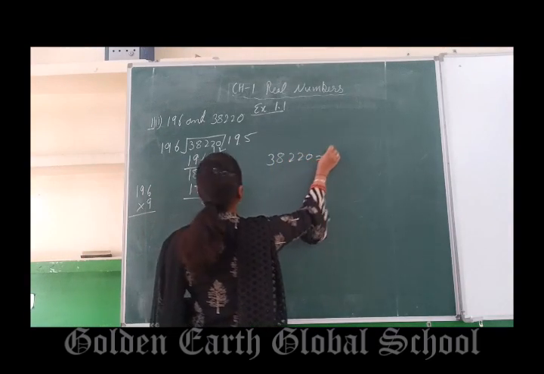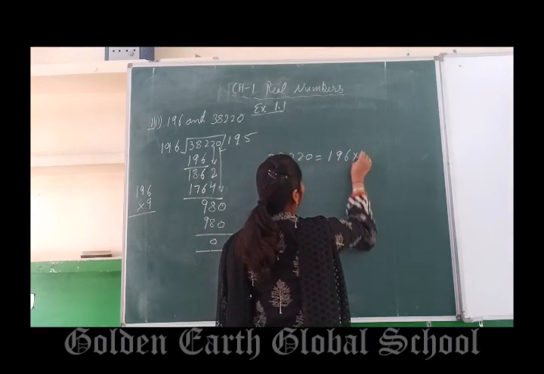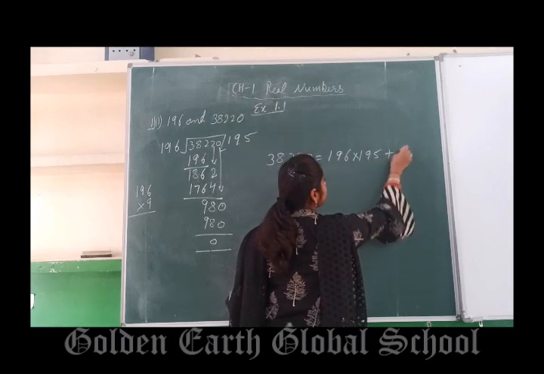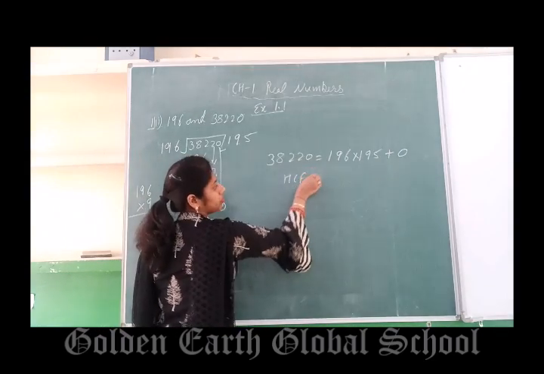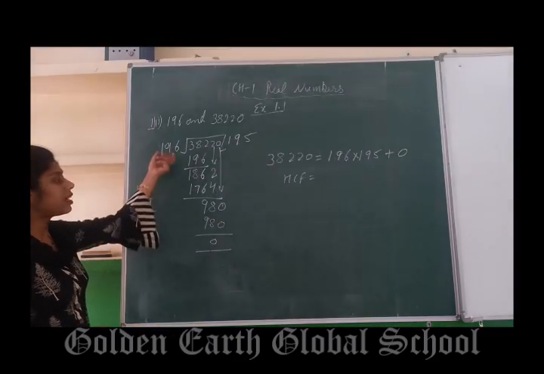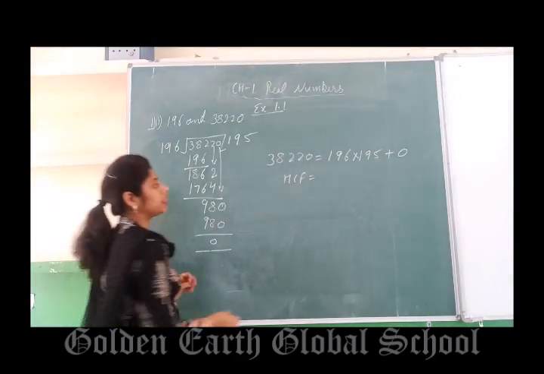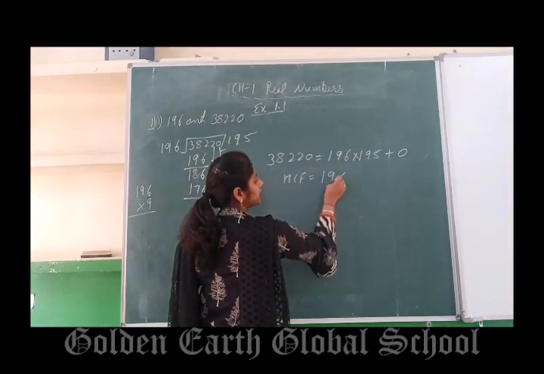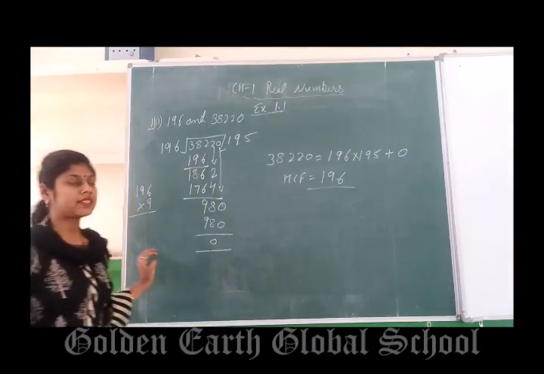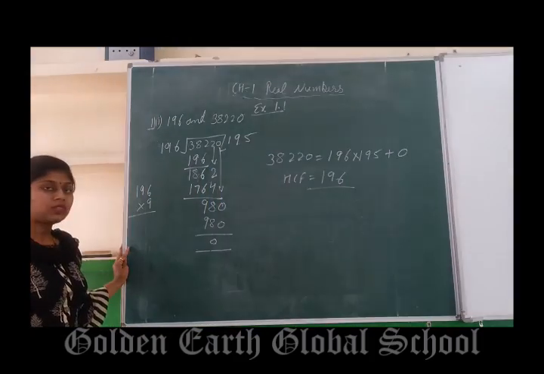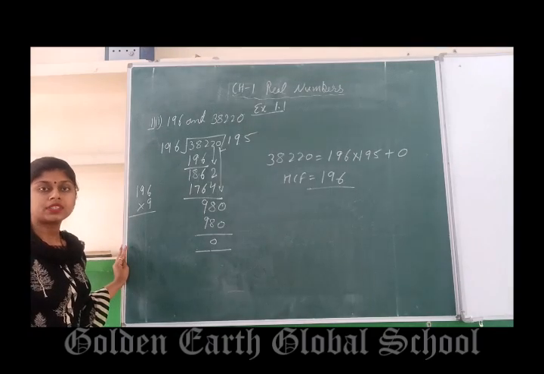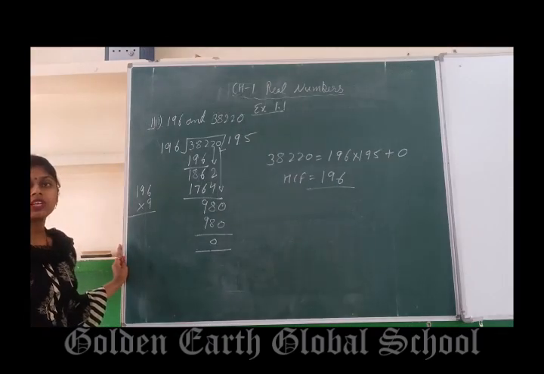Dividend equals divisor into quotient plus remainder. So what will be your HCF? Your last divisor. The last divisor is your first divisor, that is 196. So this is your HCF. Clear? Similarly, the third part is the same, so you have to solve it by yourself. Next we will start question number 2.